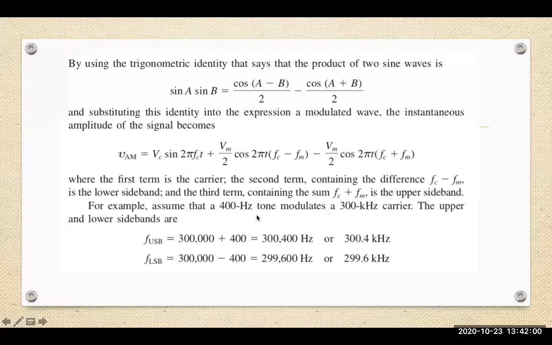So, assume that 400 Hertz tone modulates a 300 kilohertz carrier. Okay. Tandaan na yung carrier signal natin, mataas yung frequency niya. So, the upper and lower sidebands are, so this is how you determine. So, 300 plus 400, yun yung upper sideband frequency natin. Pag minus naman, you will get the lower sideband frequency, which is equivalent to this. So apply mo na sa ating AM wave. So yan yung equivalent natin na instantaneous amplitude ng ating AM wave.